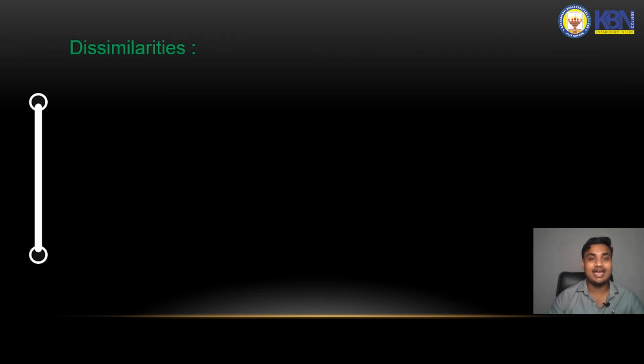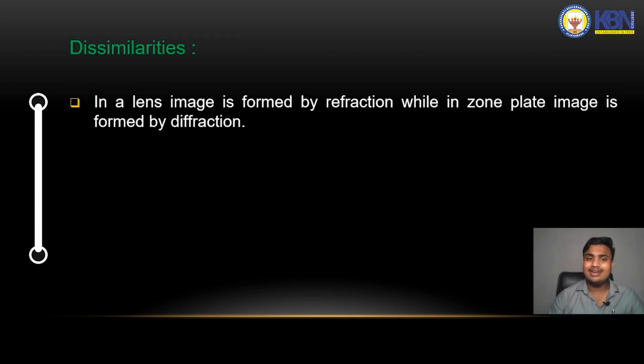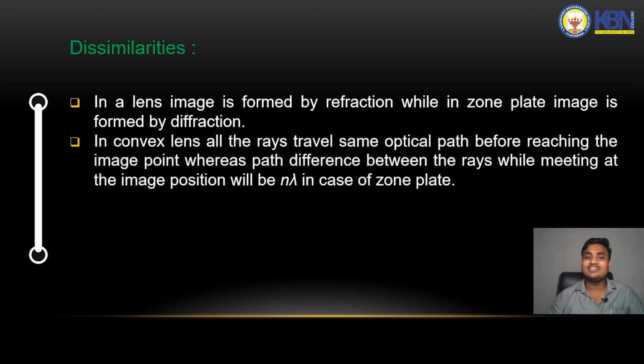Coming to the dissimilarities, in a lens, image is formed by refraction, but in the zone plate, image is formed by diffraction. In convex lens, it is by refraction; in zone plate, it is diffraction. In convex lens, all the rays travel the same optical path before reaching the image point, whereas in the zone plate, the path difference between the rays while meeting at the position will be n lambda.